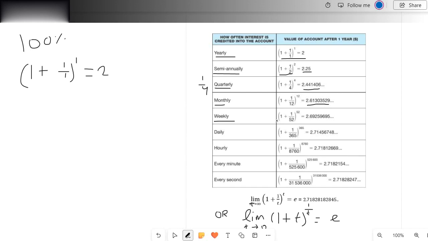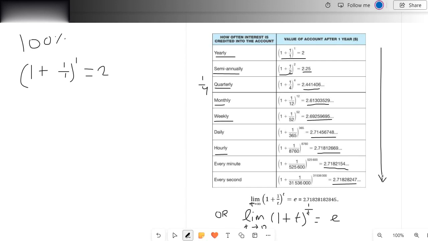And for monthly, you would get 2.61303529. And for weekly, you would get 2.69259695. And if it was calculated daily, then the value of the account will be 2.71456748. And if it was calculated hourly, then you would have 2.71812669. And if it was calculated every minute, then the value of your account will be 2.71821154. And for every second, you would have 2.71828247.